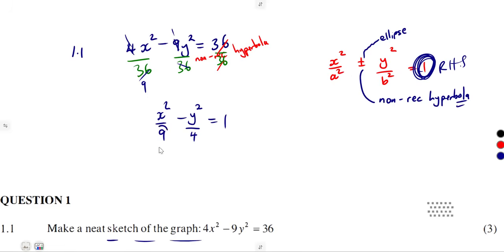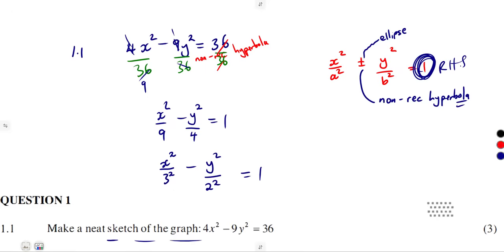From the a squared, the 9 is a perfect square. Its square root of 9 is what? Is 3. So this simply means we've got x squared over 3 squared minus y squared over 2 squared, which is equal to 1.